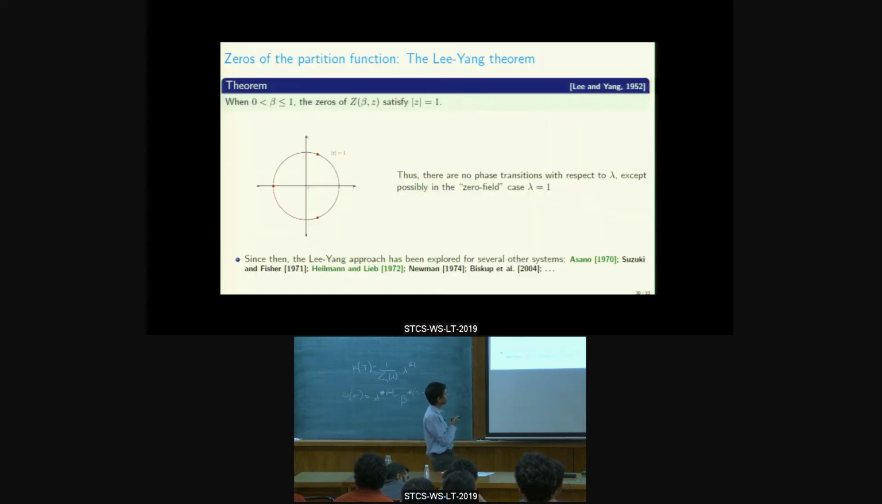So what the Lee-Yang theorem says in that language is that the only place on the real line where zeros can come arbitrarily close to the real line is the point lambda equal to 1. So that's the zero field case. At every other point, zeros remain far away from the real line, and hence you have no phase transition at any point except for this lambda equal to 1.